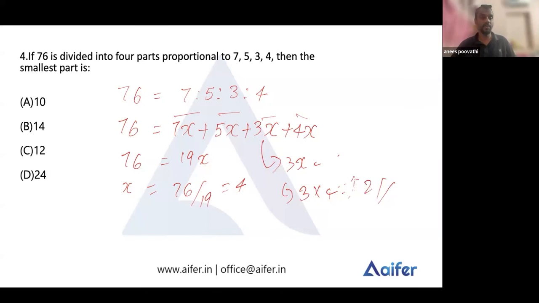So remember, sometimes they may ask regarding the largest number instead of the smallest number. If the question is regarding the largest number, we'll have 7x as the largest number. So what will be the value of 7x? We have already found that the value of x is 4. So the value of 7x will be 7 into 4, that is equal to 28. We'll have 28 as the correct answer if the question is about the largest value, but here it's the smallest value, so we'll have 12 as the correct answer.